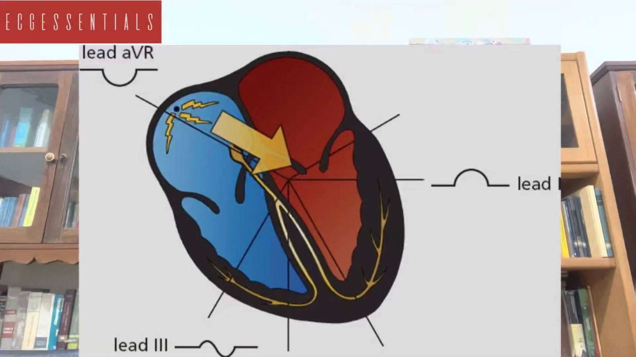So this image then sums up what we are trying to put across. In lead 1, for instance, you see how the P wave is positive. AVR, which lies far off on the right, now has a negative deflection, and lead 3 now has a biphasic deflection because it lies perpendicular to the orientation of the P wave vector.